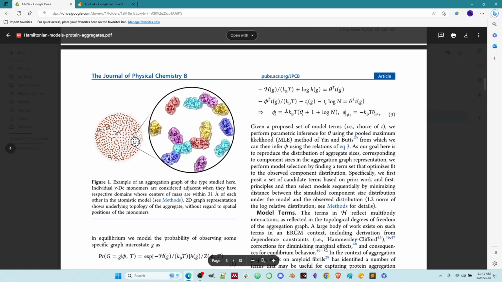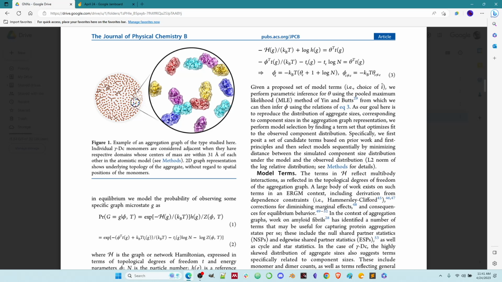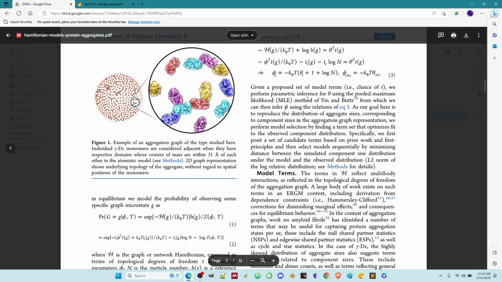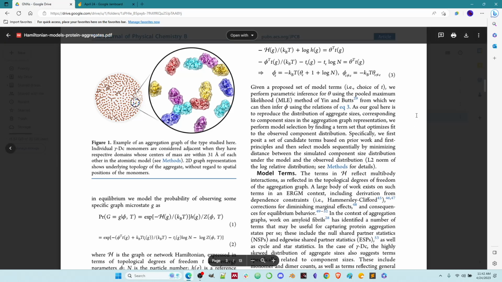We have this language, we're using a Hamiltonian in this. Given a proposed set of model terms and choice of time interval, we perform parametric inference using the pooled maximum likelihood method of GNN butts, which we can then use to infer this parameter using the relations of equation 3, which is here. Our goal is to reproduce the distribution of aggregate sizes corresponding to component sizes.